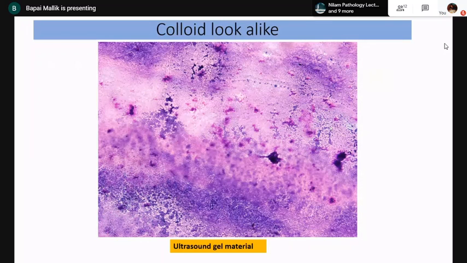Now this is interesting. This is not colloid. It looks like colloid, but sometimes your radiologist or somebody might have butter fingers and drop a bit of ultrasound gel on the slide and you didn't notice it. And when you smeared it, it looks like colloid, but this is ultrasound gel material. So to show this to you, I just picked up a bit of ultrasound gel and smeared it on the slide and just stained it. It has a very granular kind of appearance, although the background definitely has a colloid-like appearance. So if you're not aware of it, you might mistake it as colloid.